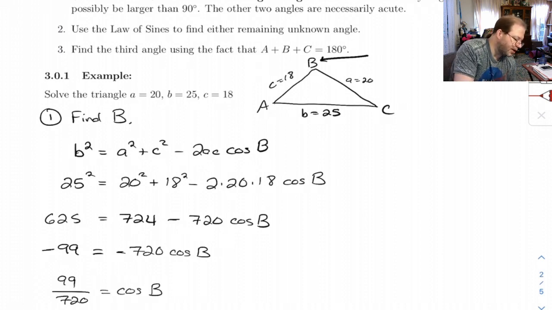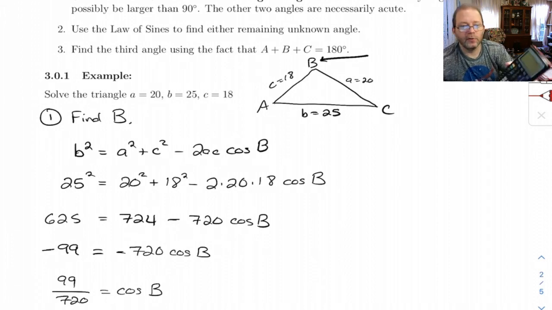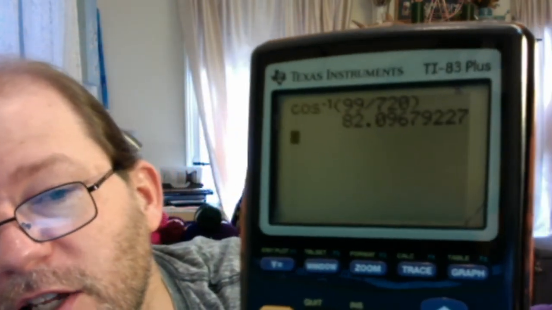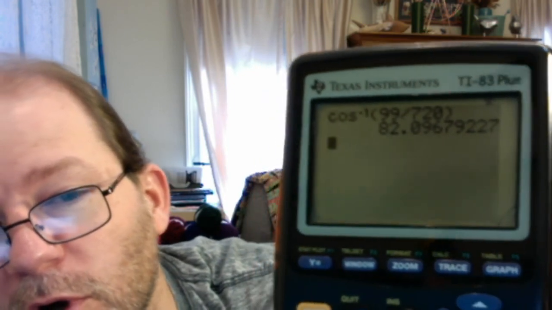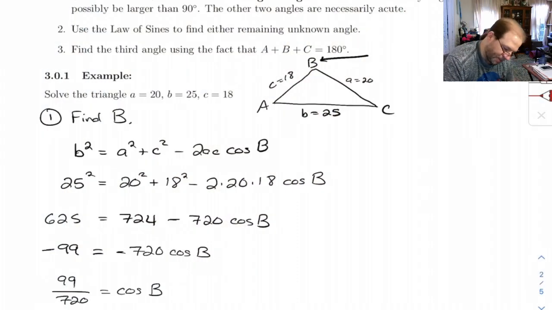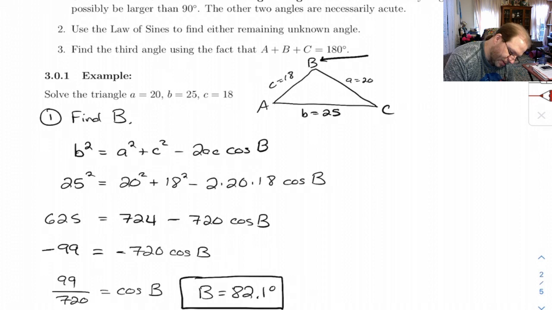All right, so I'm going to do inverse cosine of 99 over 720, and this is going to give me the angle. So my angle here is 82.1 degrees. On all these, I'm going to round to the nearest tenth of a degree. So 82.1. And so that's the first thing to find.